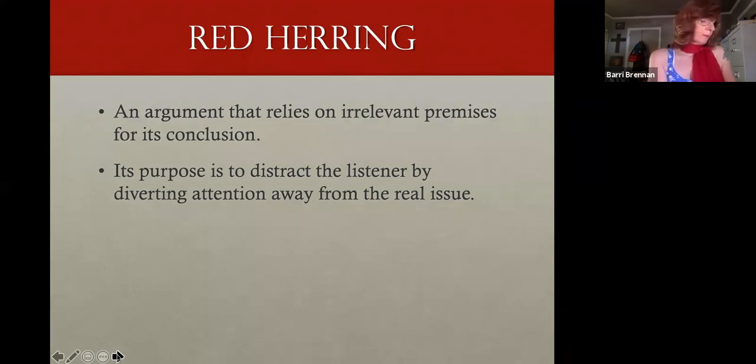Here's an example. Let's say you're having a debate on whether the minimum wage should be increased. And then you bring up the issue of welfare fraud by the poor, and relate that to the minimum wage. Those are two separate topics, right? Two separate topics.